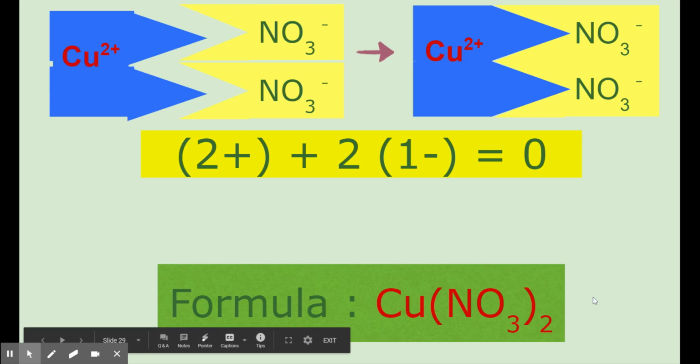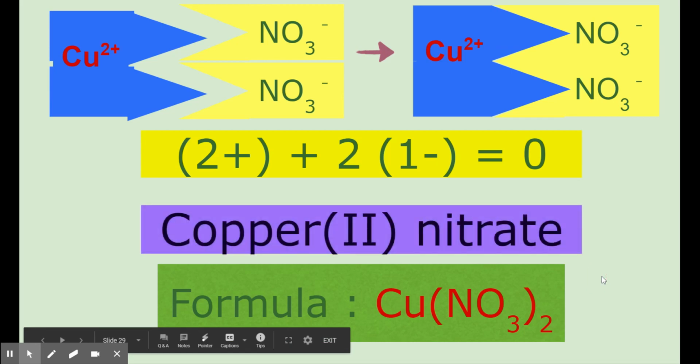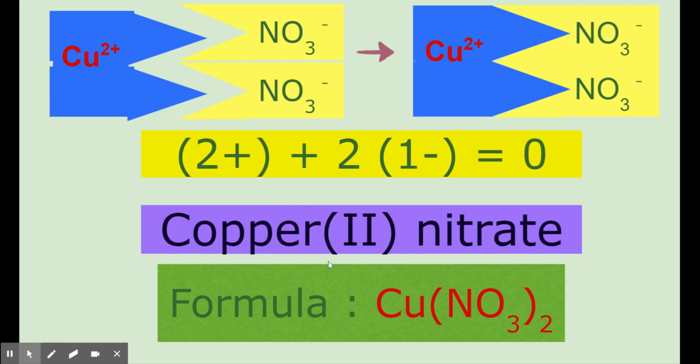But the chemical name here is a little bit different from the one before. This time the name is called copper 2 nitrate. The 2 here represents the charge of that particular cation. To be honest, this one is not really a charge, but more accurately it should be the oxidation number of this particular cation.